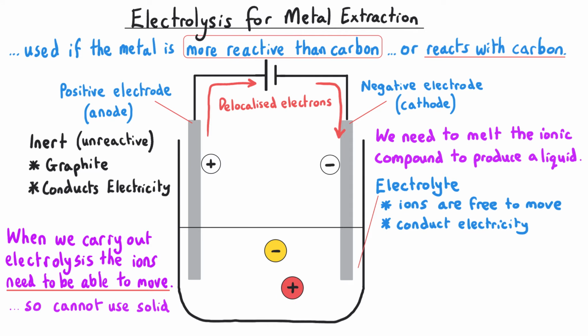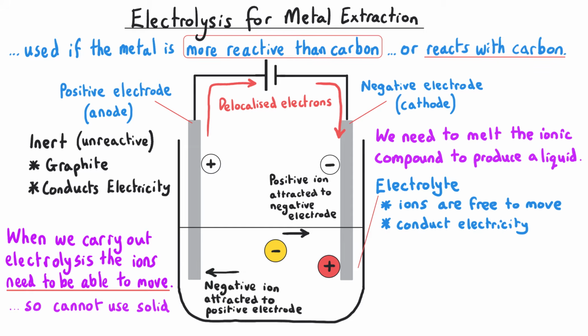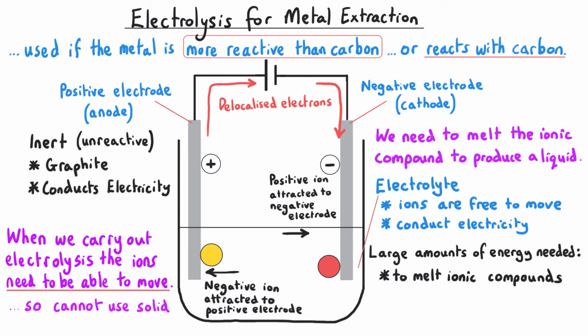Once we've got our positive and negative electrodes, the ions will be free to move through the liquid, and this enables them to be separated because they are attracted to and move towards their oppositely charged electrodes. And when they get there, they become discharged. This process requires a large amount of energy because in order to extract the metal, we need to first melt the ionic compound, and we need a lot of energy to produce the electrical current needed for electrolysis.